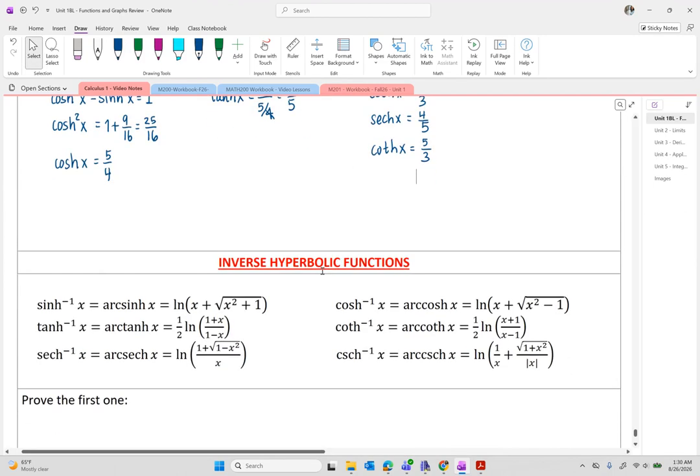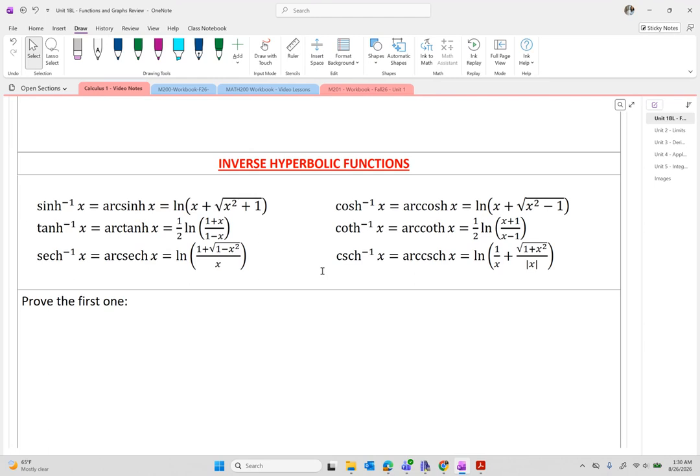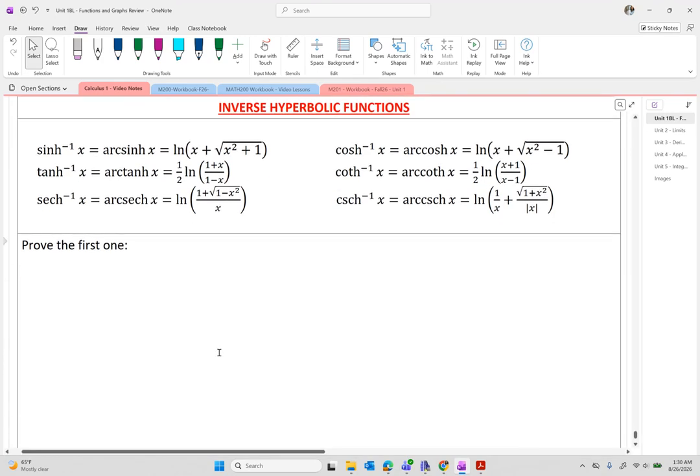So inverse hyperbolic functions are logarithmic functions, since their inverses, the original hyperbolic functions, are exponential functions. Let's try to prove one of them. So I want to prove the inverse hyperbolic sine of x. I want to find the formula for that.